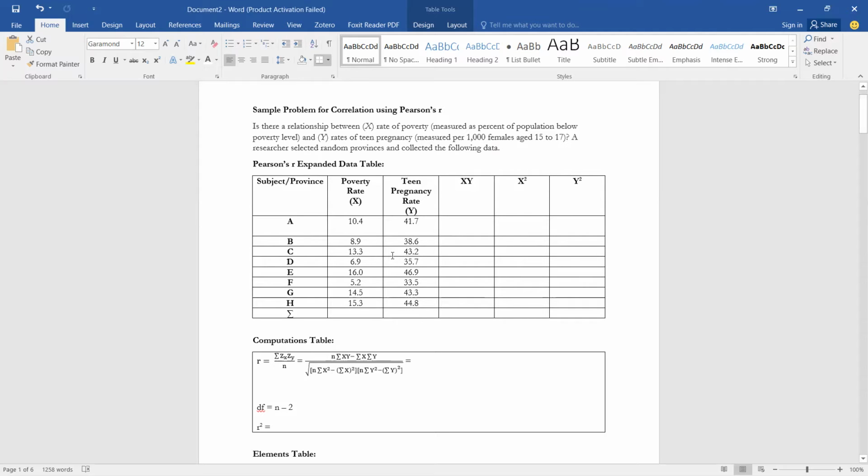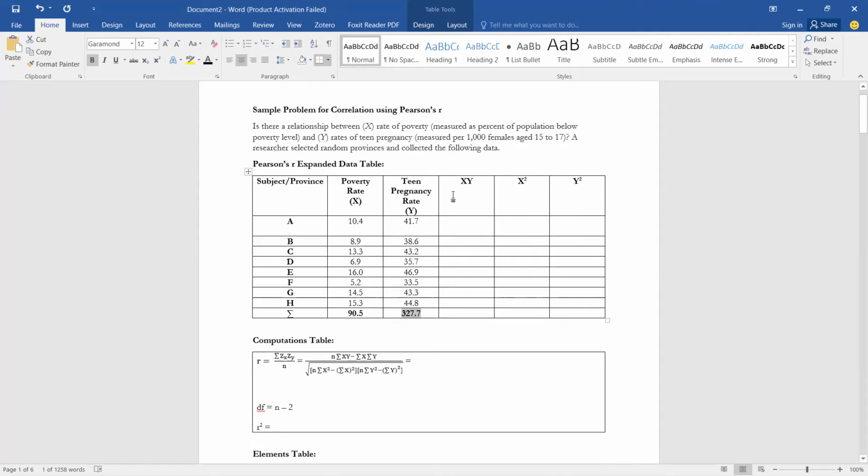So what we need to find out first is the sum of x and sum of y. Why? Because that's part of your formula here. So what you need to do is simply add all these values together to get sum of x, and you should get 90.5. Now for sum of y, sum together these and you will get 327.7. Now we are correlating, so we need to get xy.